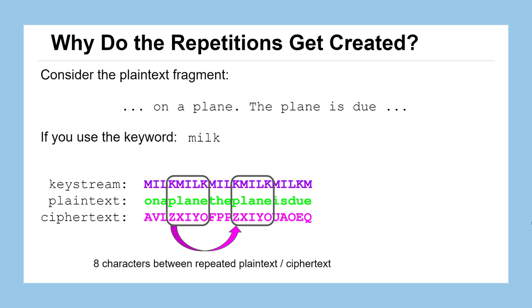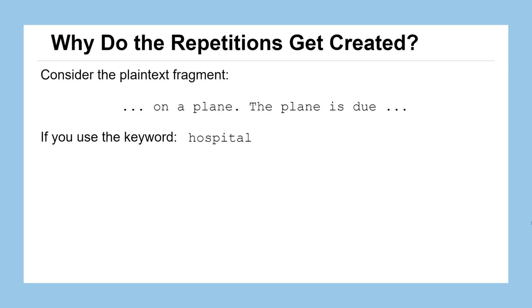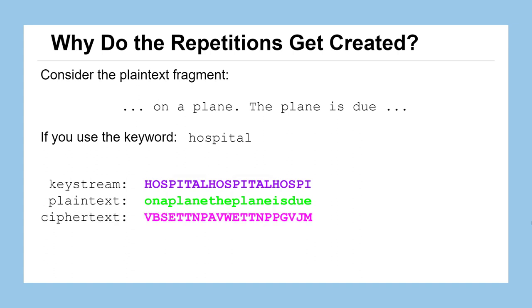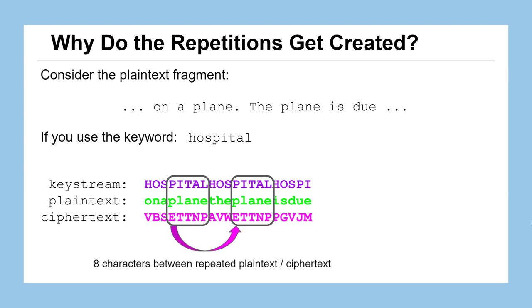Well, notice that actually doesn't have to happen with a 4-letter keyword. If we use a different word, this time hospital, line up our plain text with the keystream, encrypt, and again, under the word plane, we get the exact same ciphertext, E-T-T-N-P. And again, it's because our keystream lined up in the exact same way over the word plane. This time it was P-I-T-I-L. There's 8 letters in the word hospital, and because again, there's 8 letters from the first P in the word plane to the P in the second word plane, that 8 letters just happen to repeat perfectly right on top.